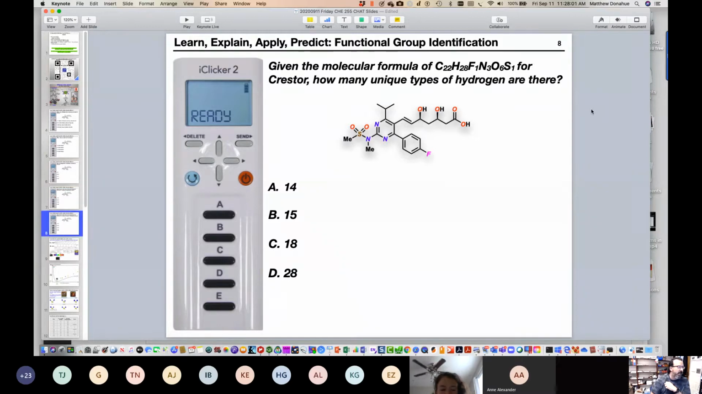So sort of the same thing. Now we're asking about the unique types of hydrogen. How many unique types of hydrogen do you see?